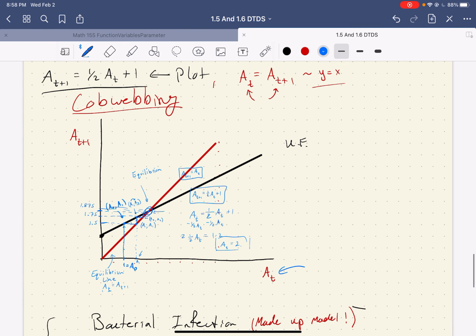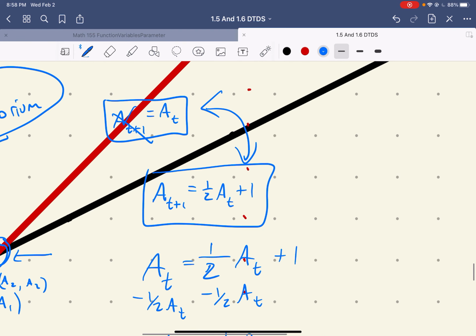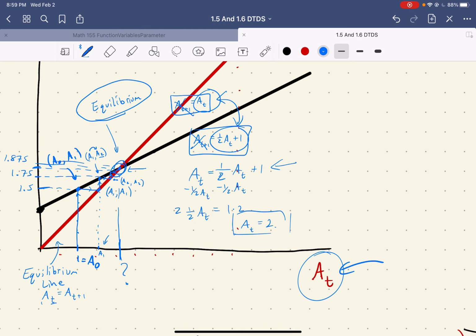Okay, so that's an example of cobwebbing. The equilibrium point is what happened when both of these equations were true. We can solve for the equilibrium point by ignoring this value and setting these two sides equal. So that's what I did here. And then you solve, you say, hey, what might my a_t be? What is this value for equilibrium?